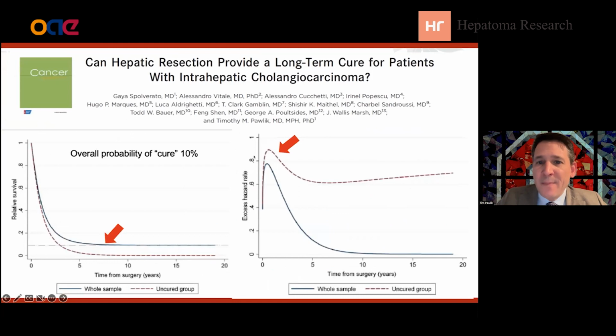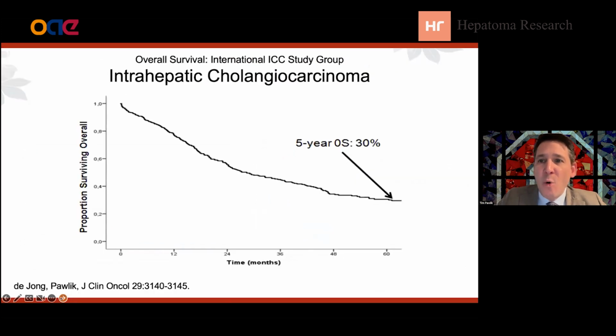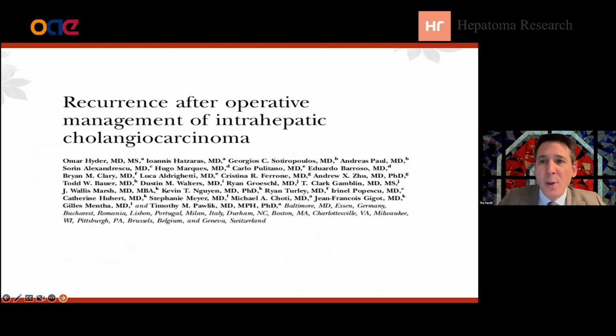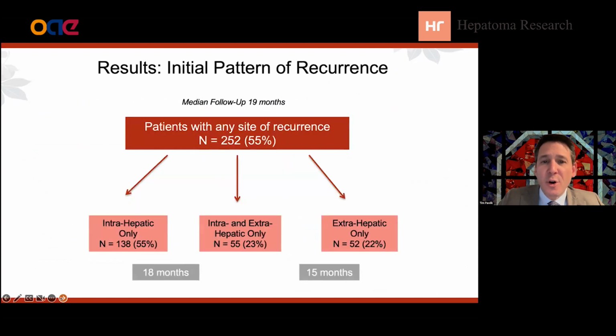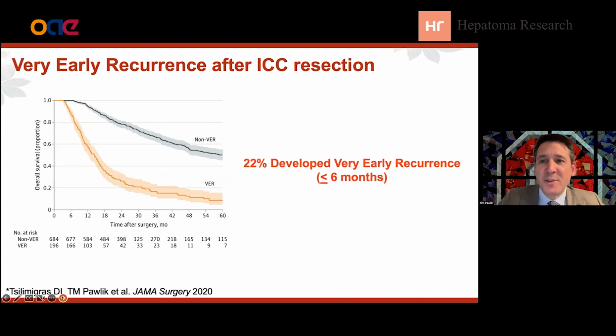Now, after surgery, outcomes are poor. If you look here, the overall probability of cure is only about 10%, and the overall survival at 5 years is only in the range of about 30%, which is actually not too dissimilar to pancreatic cancer after a Whipple operation. And the reason for these poor outcomes is that patients recur, they recur early, and they recur in an extrahepatic site in up to 50% of individuals, suggesting that in many patients, this disease is systemic at the time of presentation.